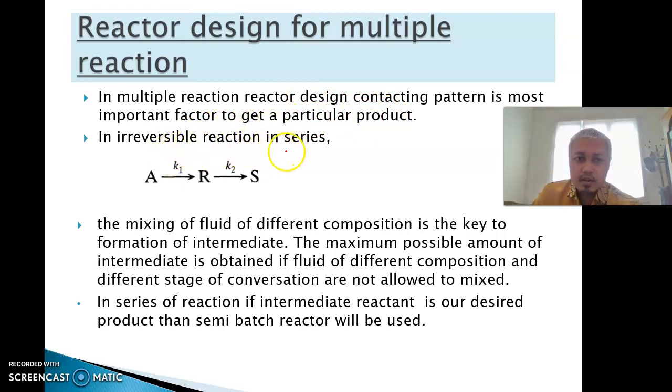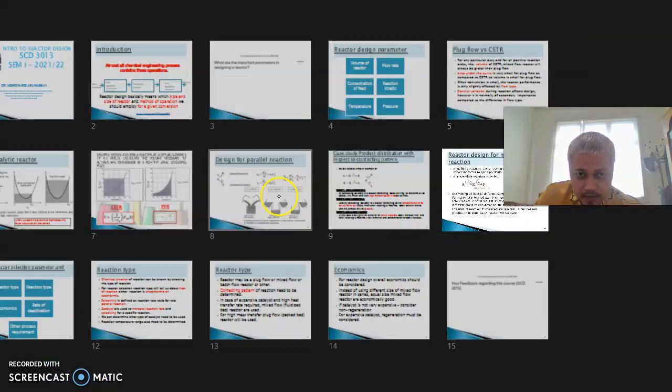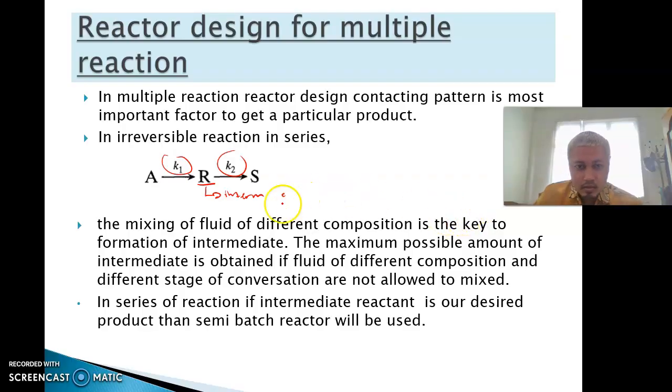In irreversible reaction in series, we have A produce R, and then R produce S, so we have K1 and K2 here. This is considered as a different chain of reaction. So the mixing of fluid of different composition is the key to formation of intermediate. So this is our intermediate.